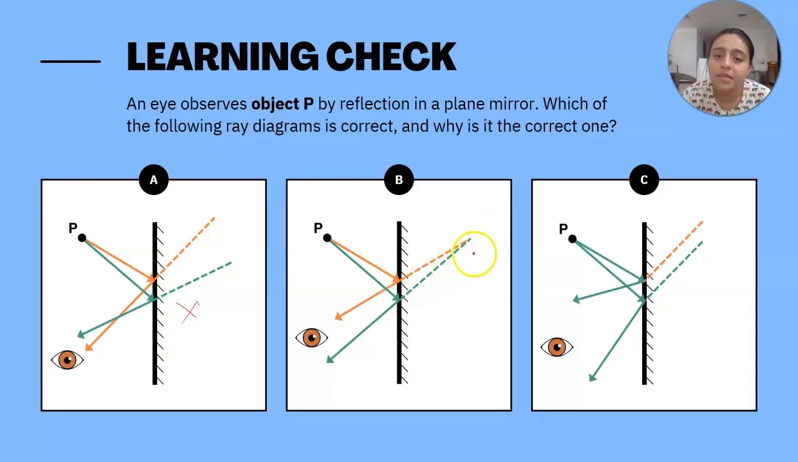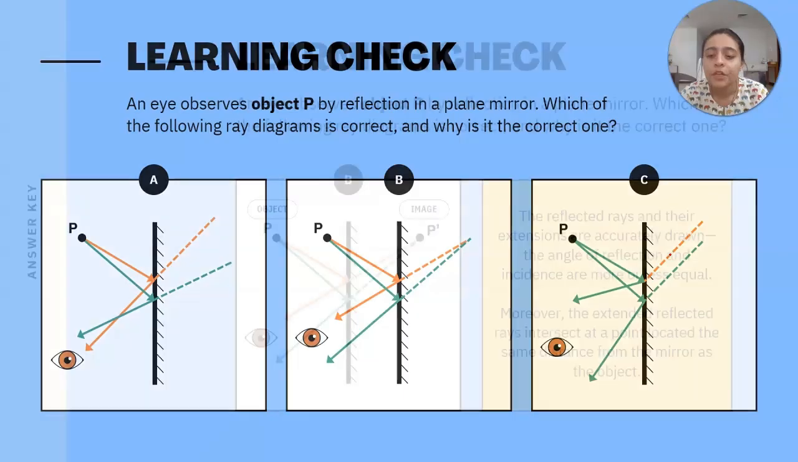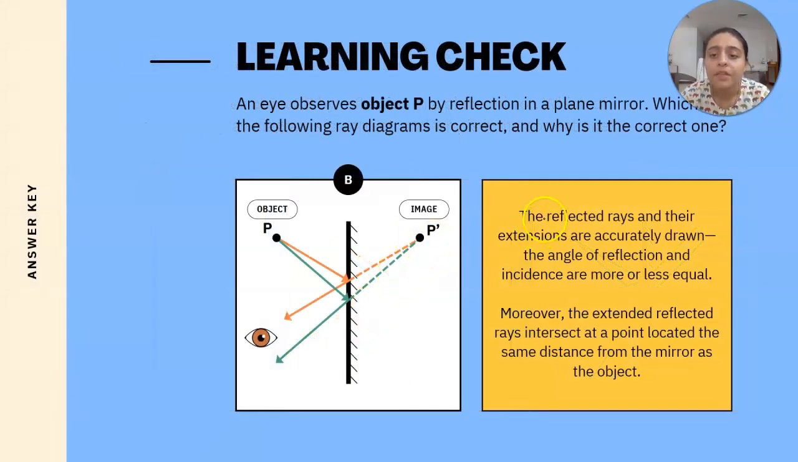Here you can see these dotted lines are intersecting, coming together. So yes, the image P dash will form here. So this is the correct option. And then this C is also a wrong option because the dotted lines are not intersecting again. So option B is the correct one. The reflected rays and their extensions are accurately drawn. The angle of reflection and incidence are more or less equal. Moreover, the extended reflected rays meet at this point. This is the answer where the image is going to be formed.